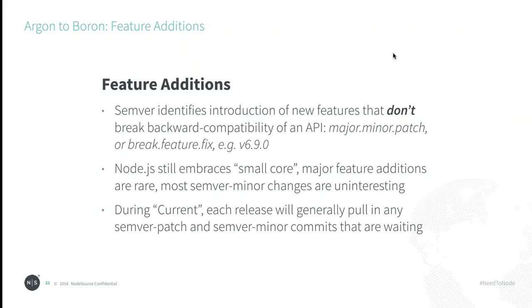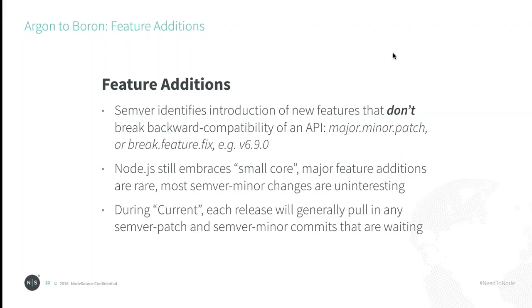So the LTS Boron starts at 6.9. So we've had 8 releases that have added new things, and then this is the 9th, and now we expect that number to not move very much at all. It will move a bit, but it'll slow right down because we don't need to add new features very much in version 6. Node still embraces small core, so you don't need to be afraid of us just throwing lots of stuff in there. Major feature additions are rare, and most Semver minor changes are really uninteresting.